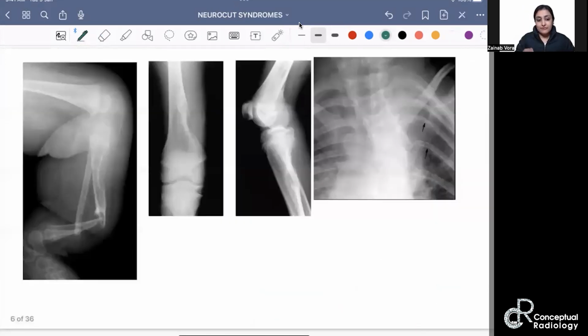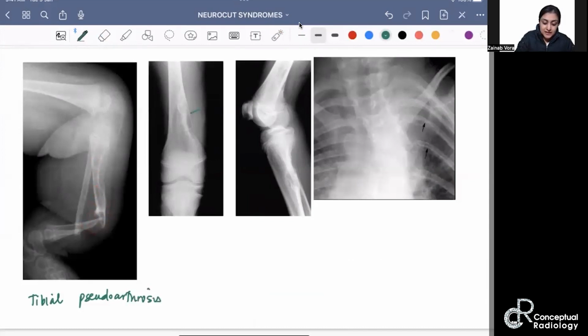Talking about the bony findings, what you are seeing here is the cortical thickening, right? There's the cortical thickening and you see a pseudoarthrosis formation. So there is a fracture with a pseudo joint formation. This is what we typically call the tibial pseudoarthrosis, very, very classical in NF1.